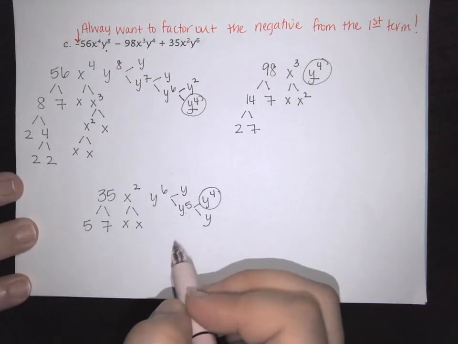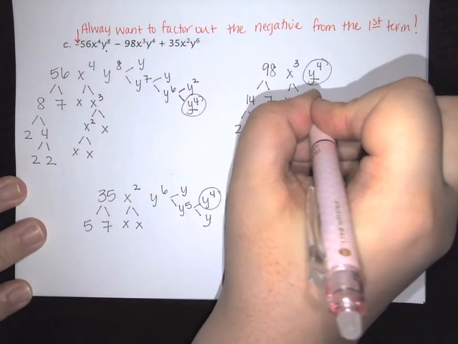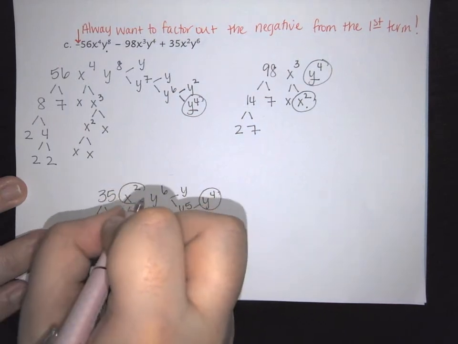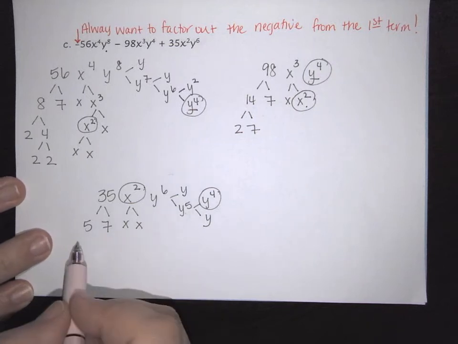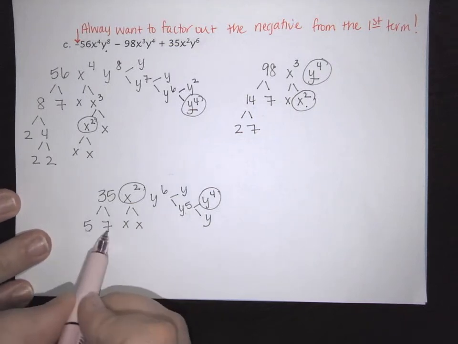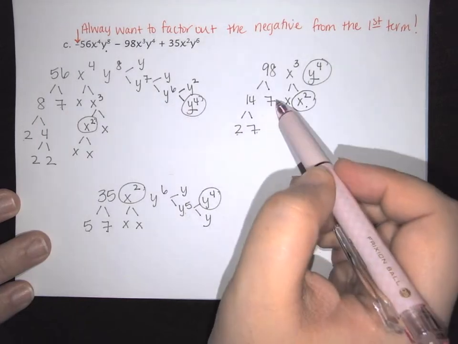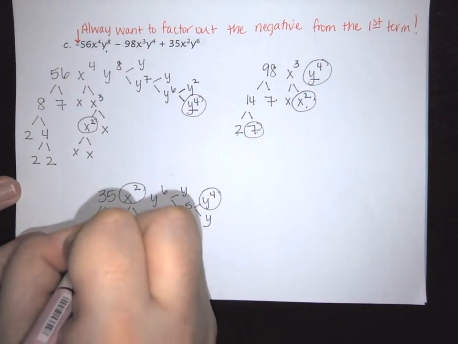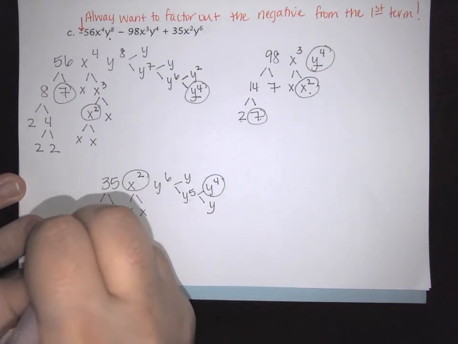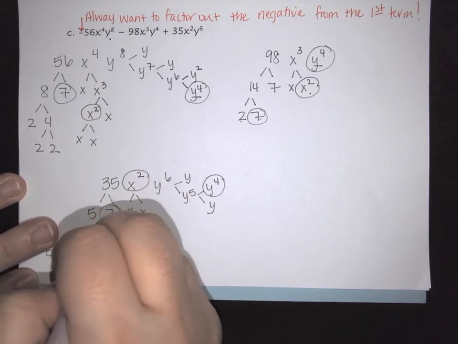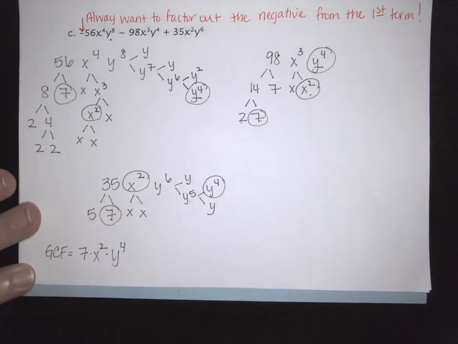If I look at my x's, notice here I have x and x squared. So here is one of my lowest terms. Down here I have an x squared, and in my third term I have an x squared. And now with that I need to look at my numbers. Here I have a 5 and a 7. I have 2, 2, 2, and 7. And here I have 2, 7, 7. So I have a 7 that is shared on all three. So in this case, my greatest common factor is going to be 7 times x squared times y to the 4th. Okay, and so that is my greatest common factor.